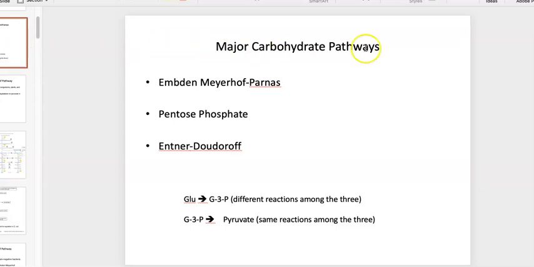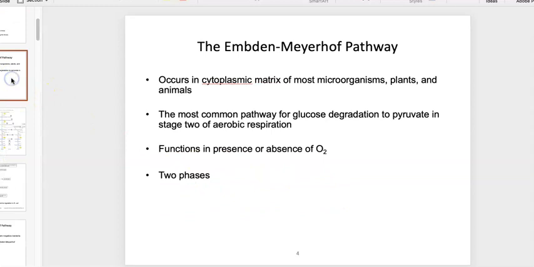Some of the major carbohydrate pathways are listed here. The Embden-Meyerhof-Parnas pathway, pentose phosphate, and Entner-Doudoroff. And so the first set of reactions, glucose to glyceraldehyde 3-phosphate, are different among these three. But then the last phase here, the glyceraldehyde 3-phosphate to pyruvate, is the same among these three. So this is where the difference lies, and you'll see that in the coming diagrams.